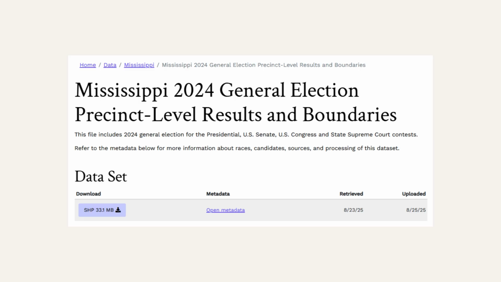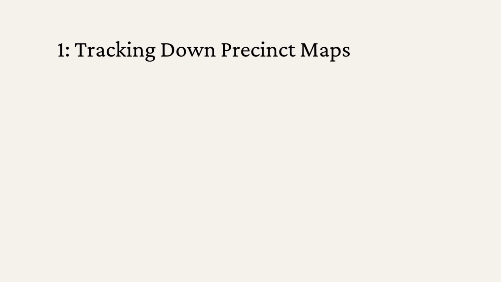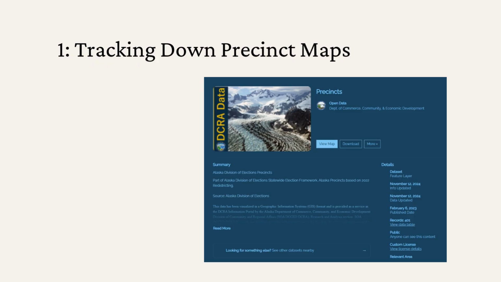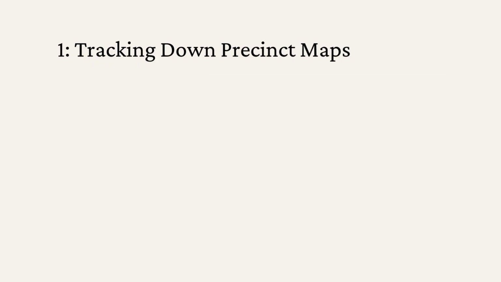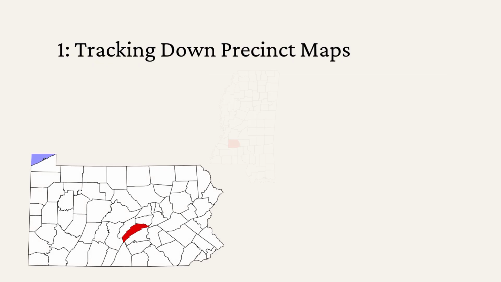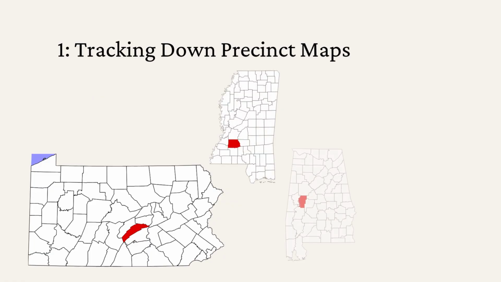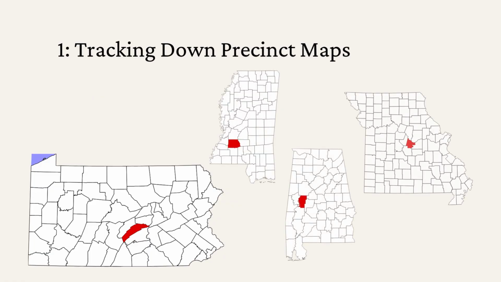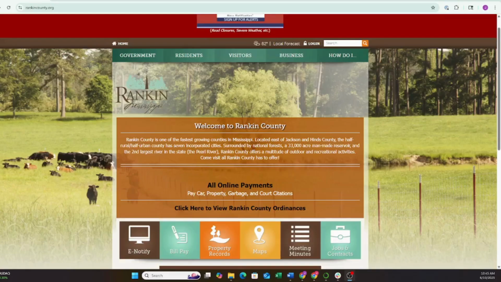Now, let's dive in to explain these issues in more detail. Number 1. Tracking down precinct maps. Although some states collect and compile every county's precinct map into a statewide file, many do not. When statewide data is not available, we first search individual county government pages to see if they have a map of their precincts available online.